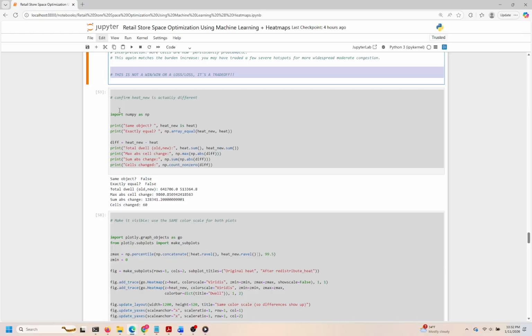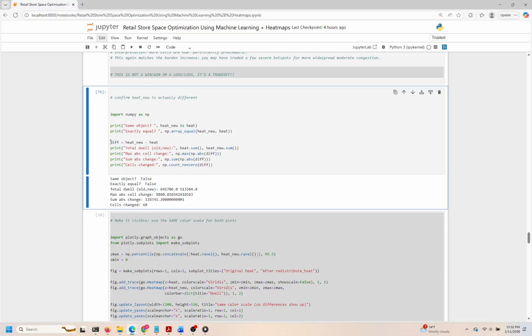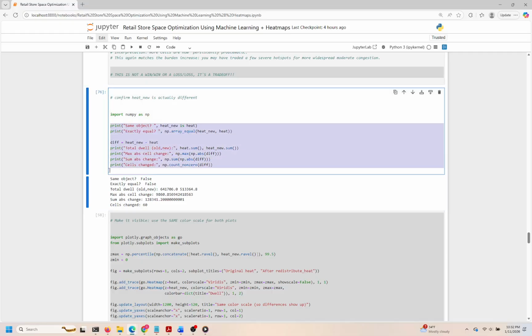In this cell, we're validating whether the new heat data, stored in the variable heat_new, truly differs from the previous dataset. This step is crucial because it allows us to ensure that our calculations or adjustments have effectively produced a revised dataset. By comparing the two arrays, we can assess the integrity of our updates. First, the code checks if heat_new and heat are referencing the same object in memory, which is a fundamental yet often overlooked aspect in programming.